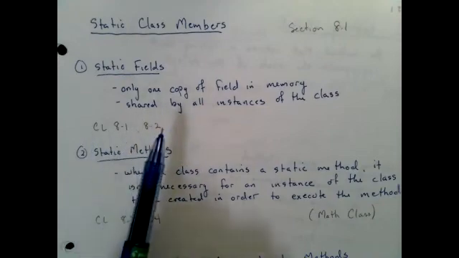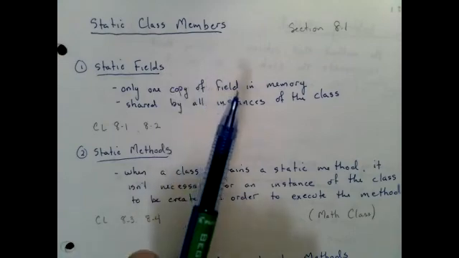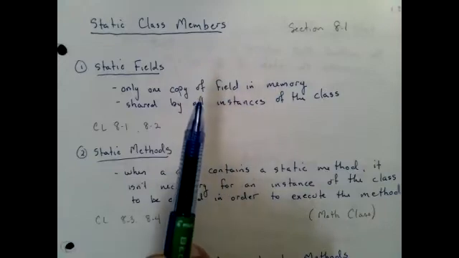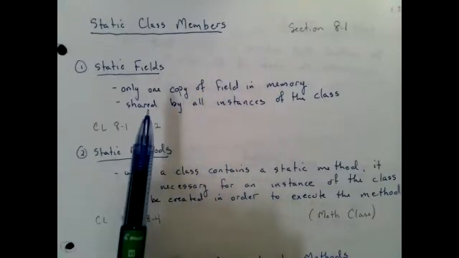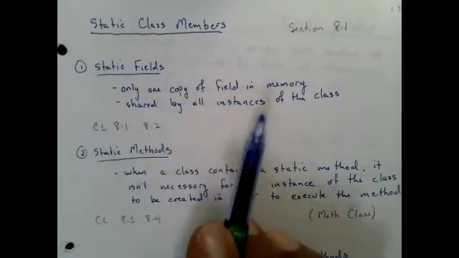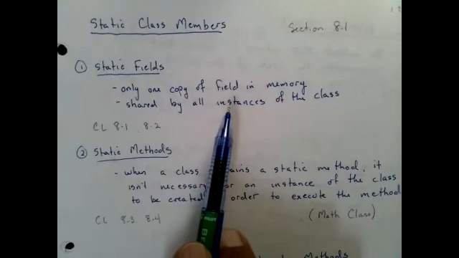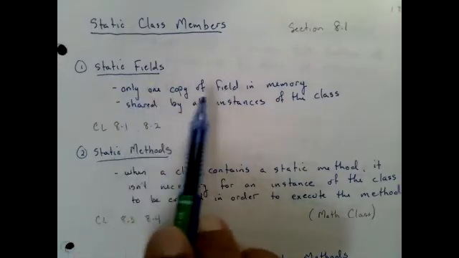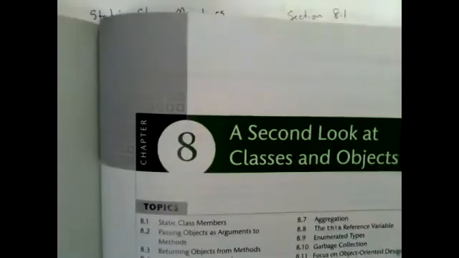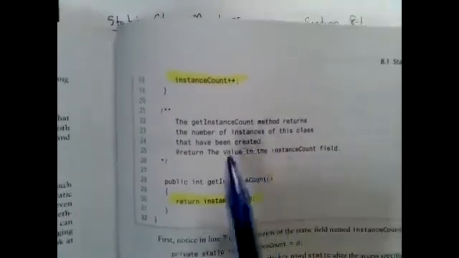And then when we look at the code listings in a minute, hopefully it's definitely clear. Only one copy of the field is in memory. There's not multiple copies of the field for multiple objects that could be created. It's shared by all of the objects created, all the instances of the class. So if I make 5 objects, this static field is the same for all of them. It doesn't get changed.